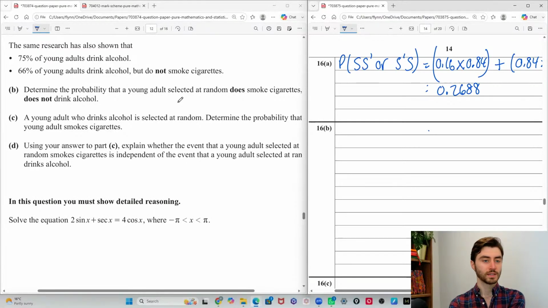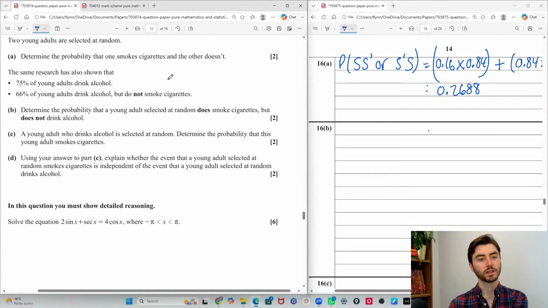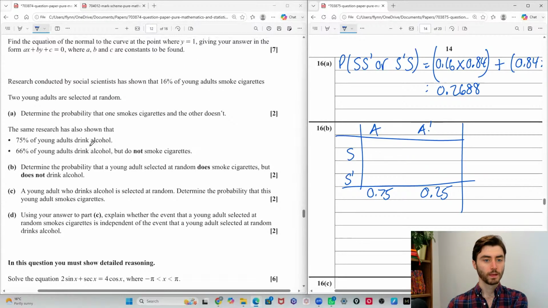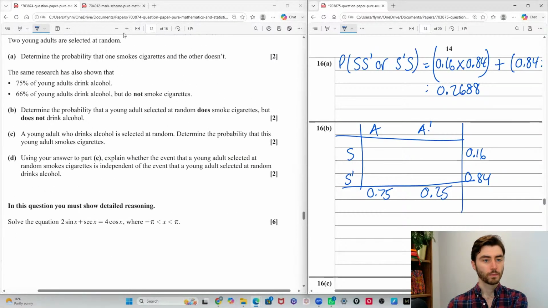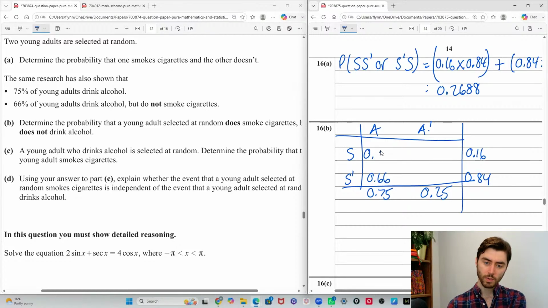75% drink alcohol, 66% drink alcohol but do not smoke cigarettes. This looks like a two-way table to me. So alcohol, not alcohol, smokes, not smokes. So 75% drink alcohol, which means that 25% do not. 16% smoke, which means that 84% do not. 66% of young adults drink alcohol but do not smoke. So that's 0.66, which means this is 0.09 to make up the rest of the 0.75. That's 0.07 to make up the rest of the 0.16. And this is 0.18 to make up the rest of both of those probabilities.